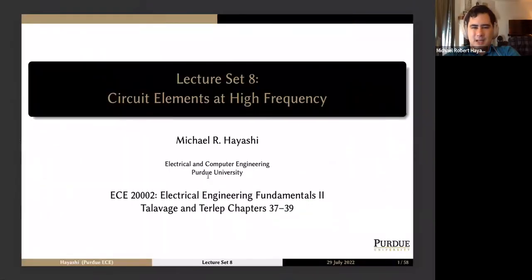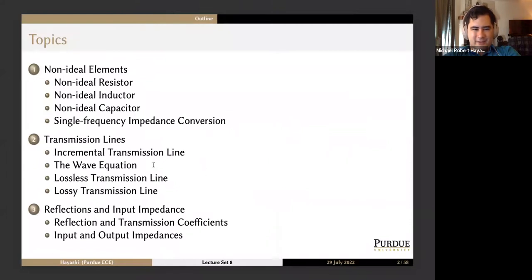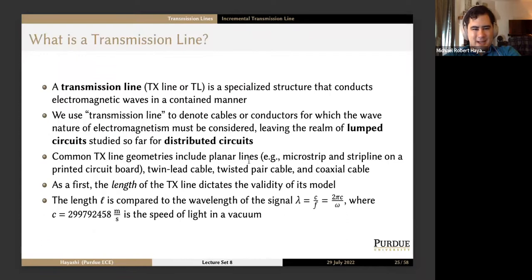Cool. So we're still talking about circuit elements at high frequency, and we've been talking about transmission lines. The TX line is a distributed circuit, not a lumped circuit like we've been studying so far. The length of the TX line determines the validity of the model, specifically the length compared to the wavelength for the specific, single frequency of radiation being considered.